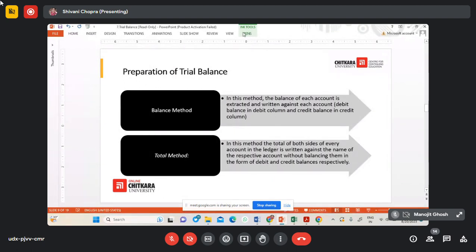When we talk about the balance method, the balance of each account is extracted and written against each account, right? So the debit balance goes in the debit column and the credit balance in the credit column. In this method, the balance of every account in the ledger is taken. Whereas in the total method, what happens? The total of both sides of every account in the ledger is written against the name of the respective account without balancing them. So in order to understand that in a better way, let's have a look at an example so that we can understand.